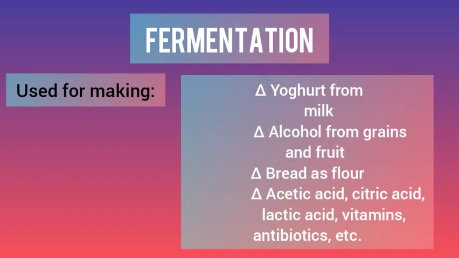The fermentation process is used for making yogurt from milk, producing alcohol from grains and fruits, then to make breads from flour, as well as in the production of acetic acid, citric acid, lactic acid, vitamins, antibiotics, etc. There are several more examples of where the fermentation process is being used.